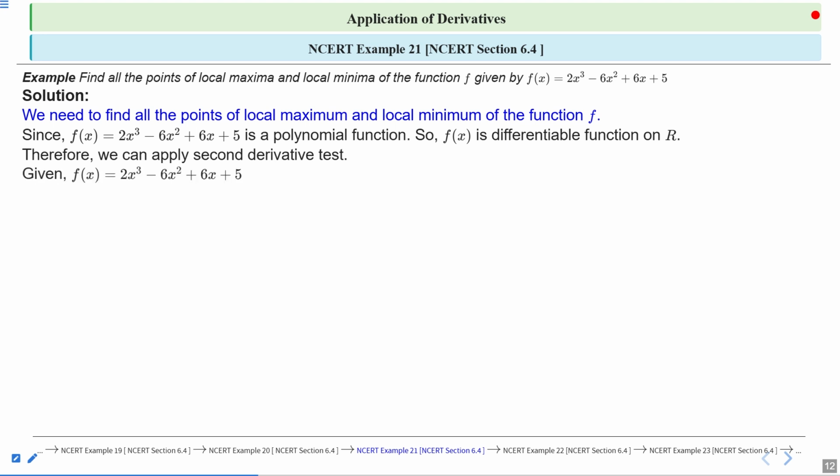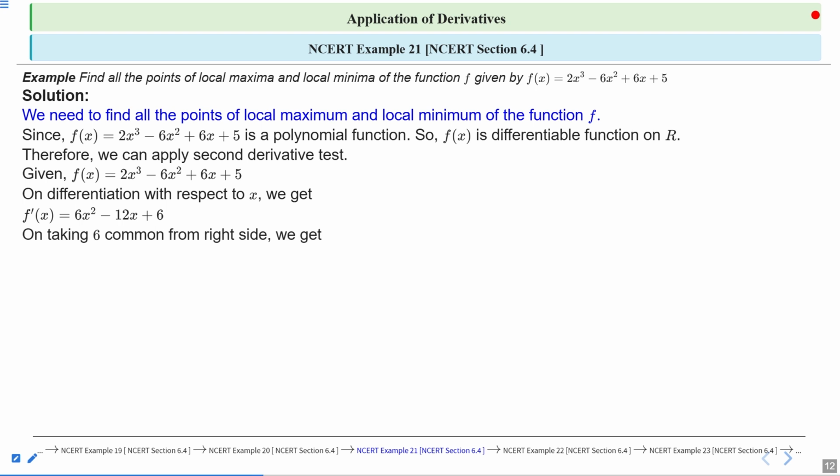Given f(x) = 2x cube minus 6x square plus 6x plus 5. On differentiation with respect to x, we get f dash x equal to 6x square minus 12x plus 6, right? On taking 6 common from the right hand side, we get f dash x equal to 6 times x square minus 2x plus 1.